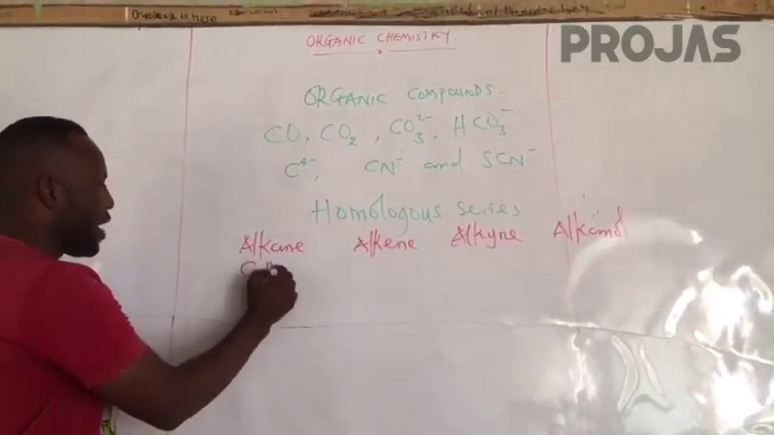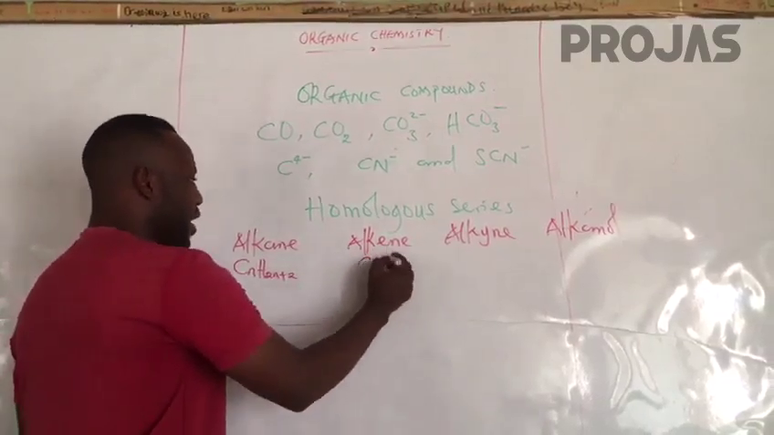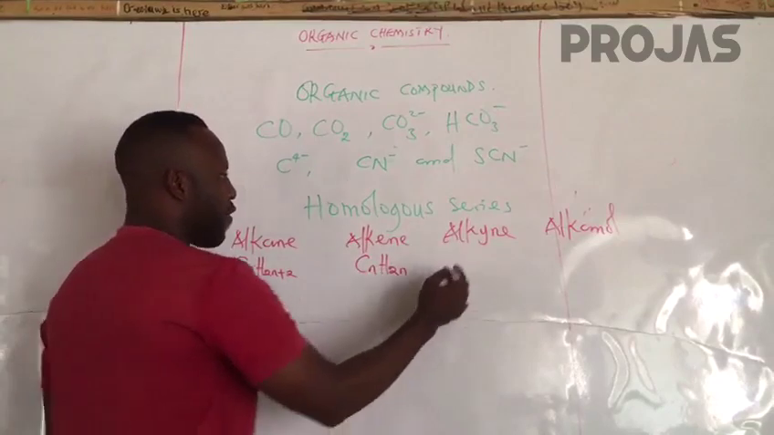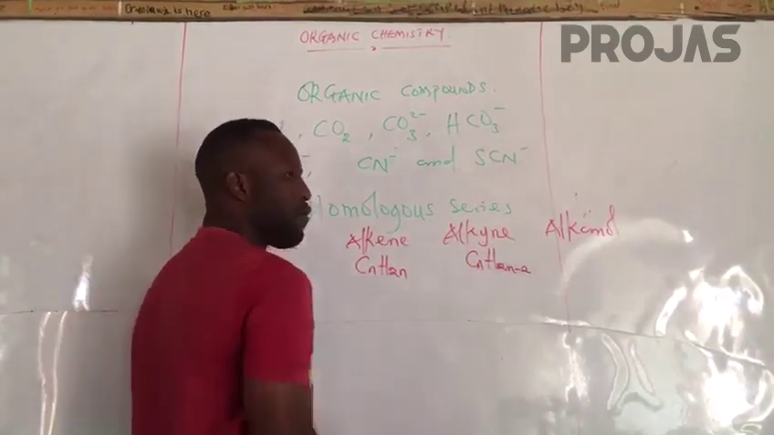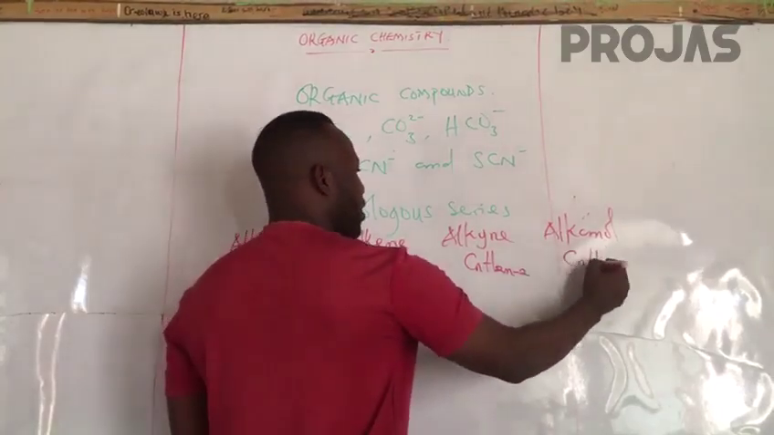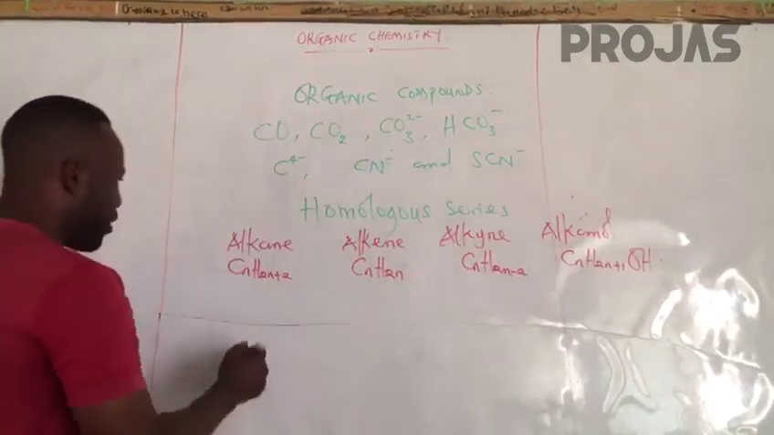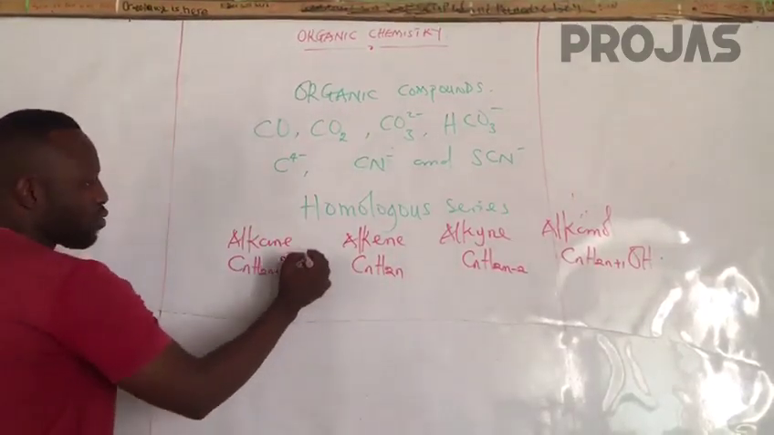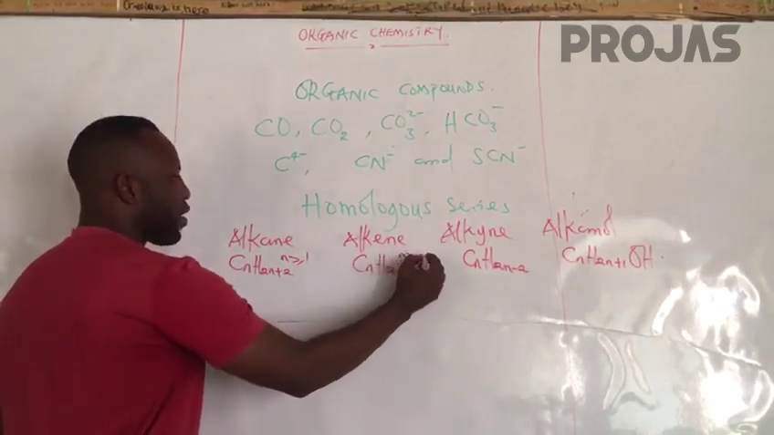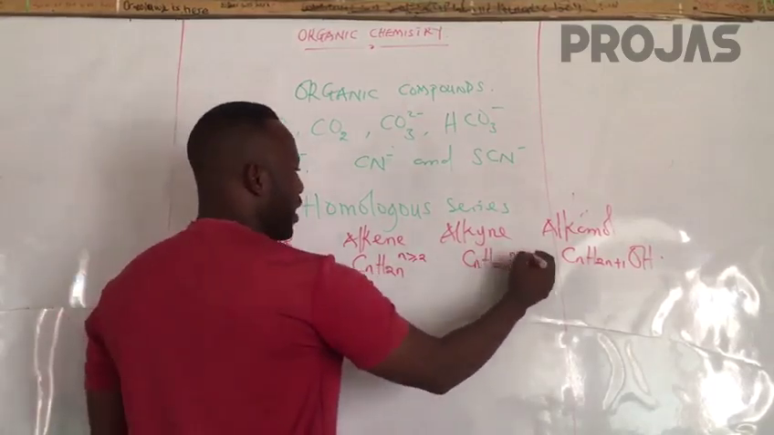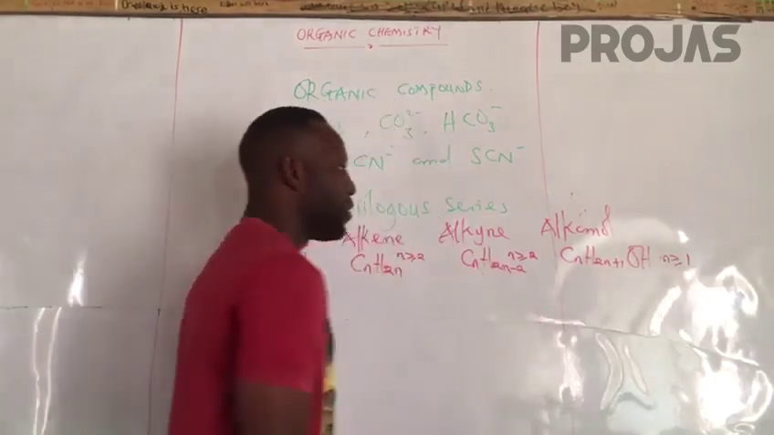For alkanes it is CnH2n+2. For alkenes it is CnH2n. For alkynes it is CnH2n-2. For alkanols it is CnH2n+1OH. Here n is greater than or equal to 1, here n is greater than or equal to 2, here n is greater than or equal to 2, and here n is greater than or equal to 1.